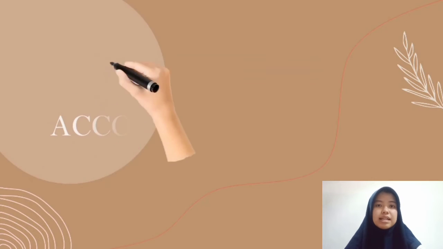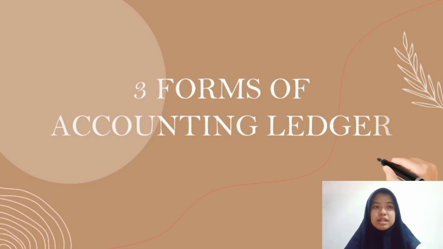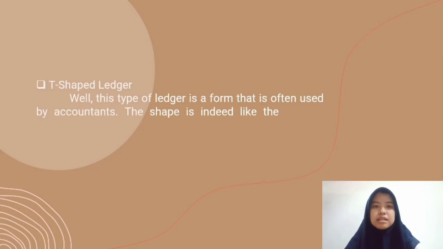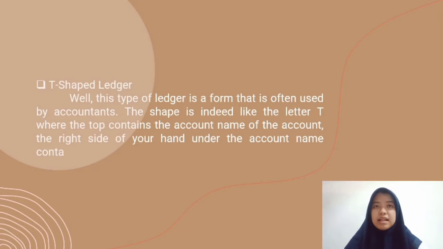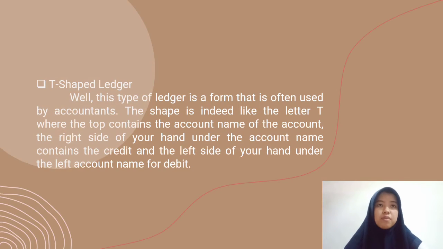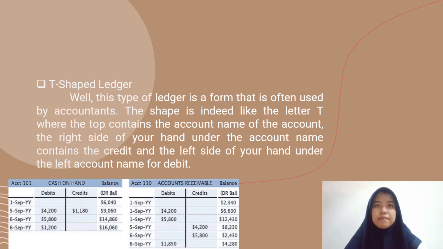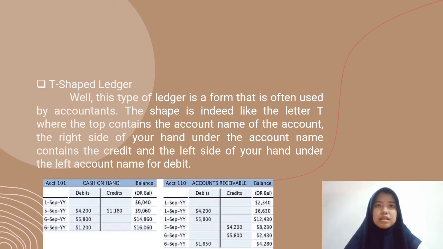Well, next section, 3 forms of accounting ledger. The first form is a T-shaped ledger. This type of ledger is a form that is often used by accountants. The shape is indeed like the letter T, where the top contains the account name. The right side under the account name contains the credit, and the left side under the account name is for debit.